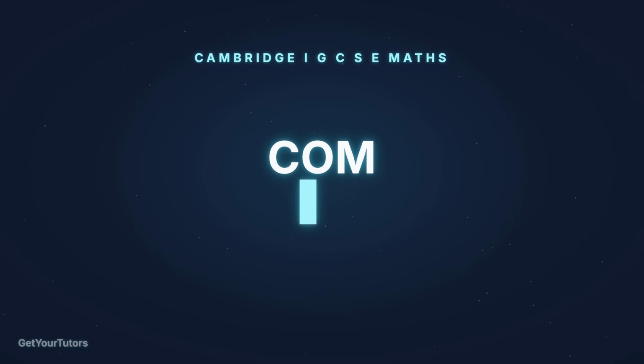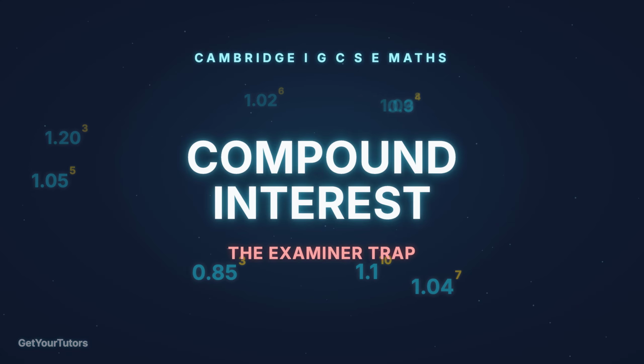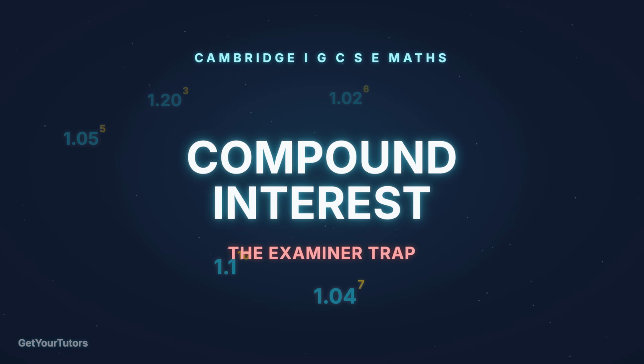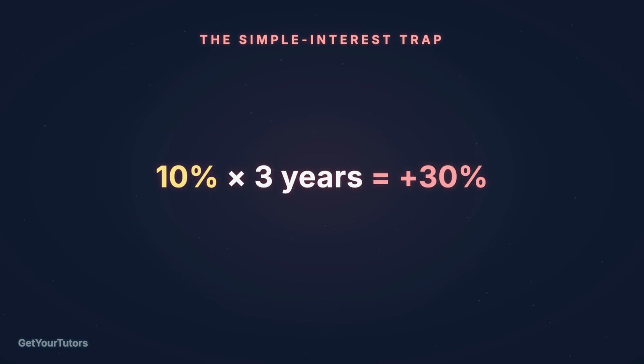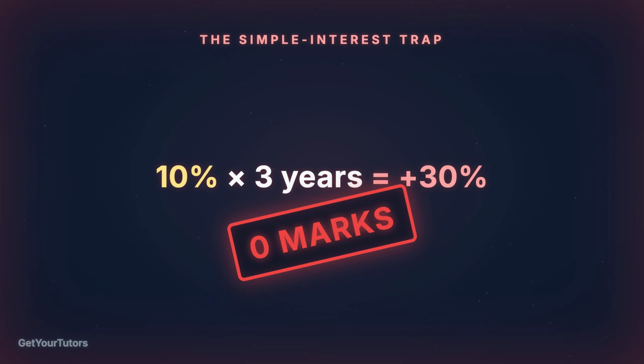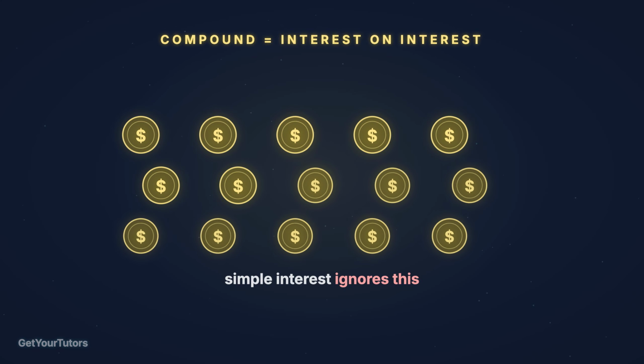Compound interest looks easy, but examiners lay a massive trap. If you just multiply the percentage by the years, you fail the exam completely. If the exam says 10% for 3 years, and you simply calculate 30%, a massive 0 marks stamp hits your exam paper. Compound interest means you earn interest on the interest you already earned. Simple interest ignores this completely and mathematically ruins your final grade.